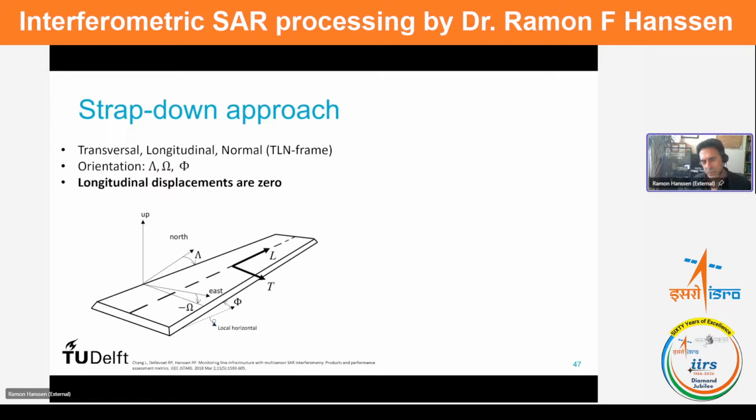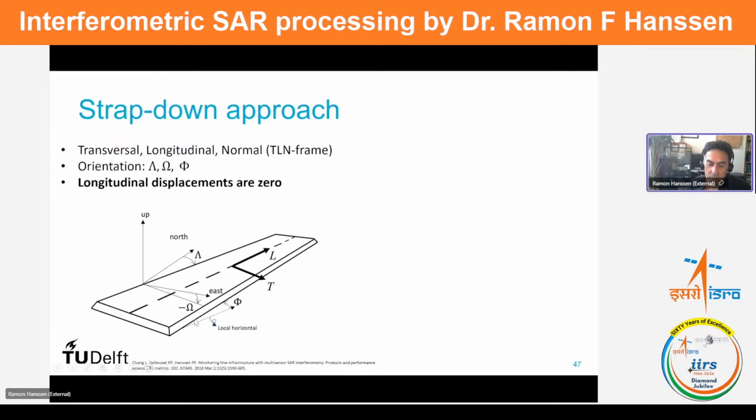Now that road has a certain orientation. The roads don't all only go to the north, they go in different directions. So we have an angle, capital lambda over here, and it has a tilt, so it may go up or may go down, and it may also have tilt in the east direction, a cant as we call it. So basically we have three angles, lambda, omega, and capital phi.